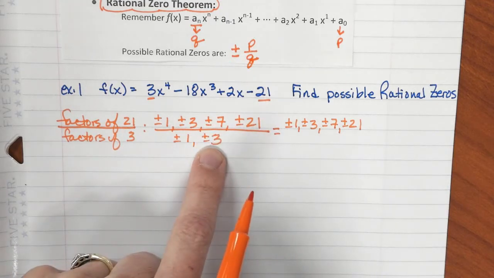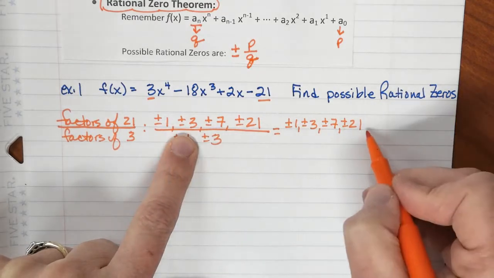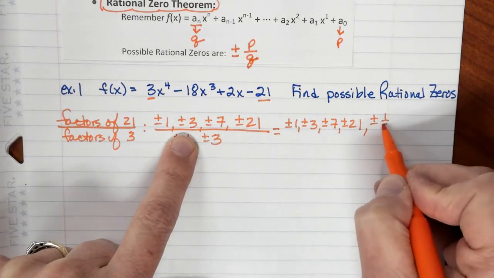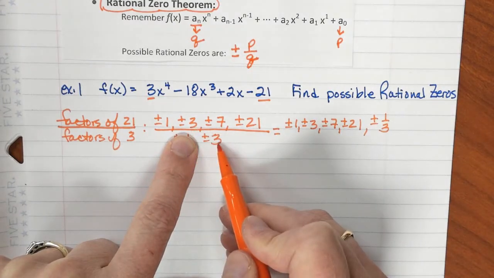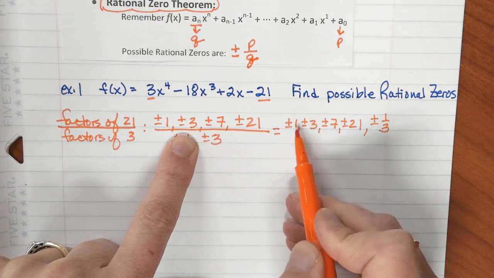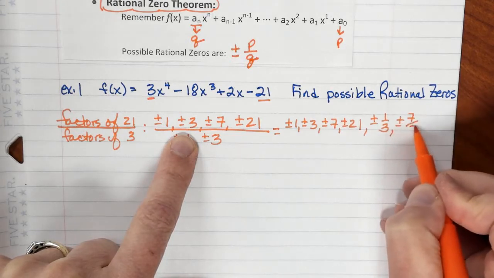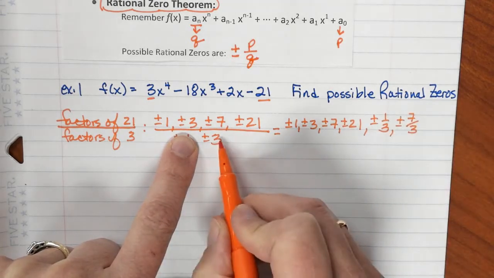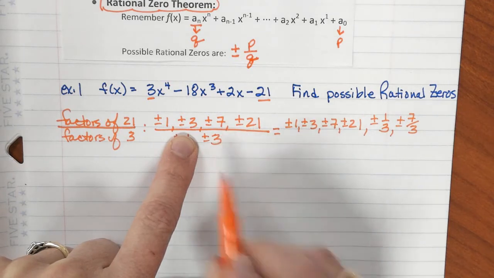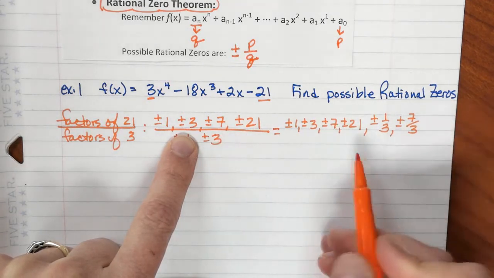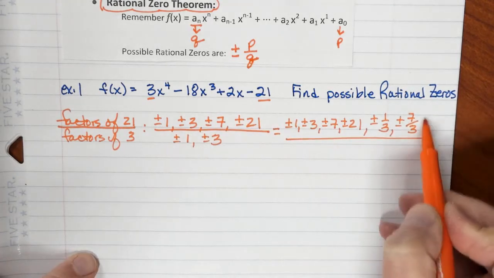But now I need to also include the 3. So now I need to do plus or minus 1 over 3. So I have 1/3. Plus or minus 3 over 3, well, that's 1. I already have that. Plus or minus 7/3, and plus or minus 21 over 3, well, that's 7, and I already have the 7. So that is the list of the possible rational zeros.